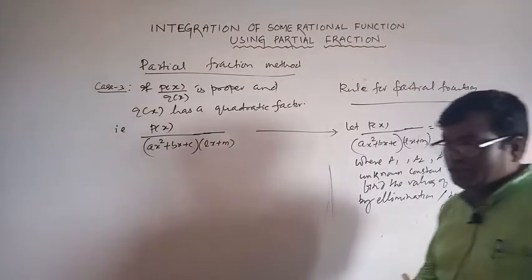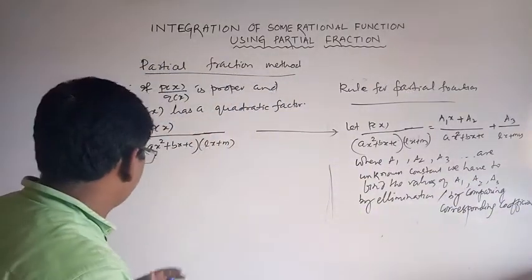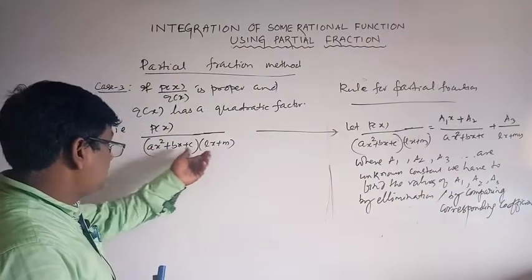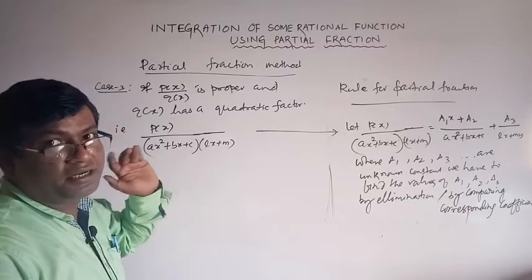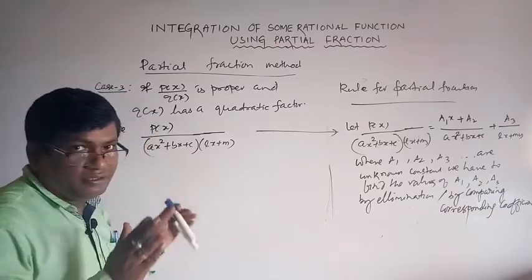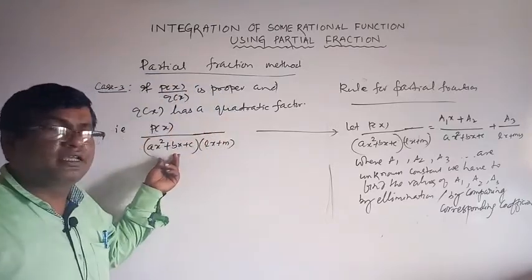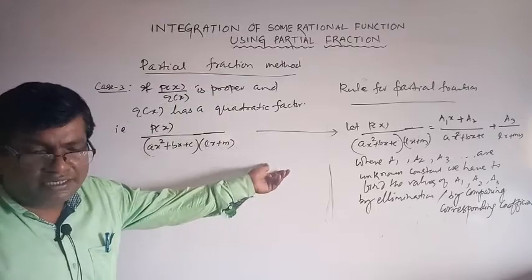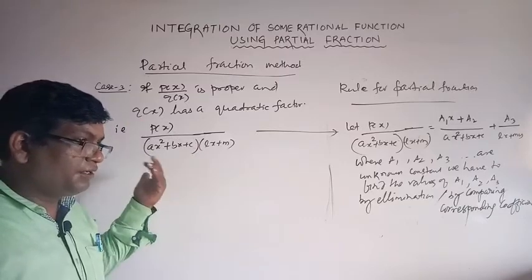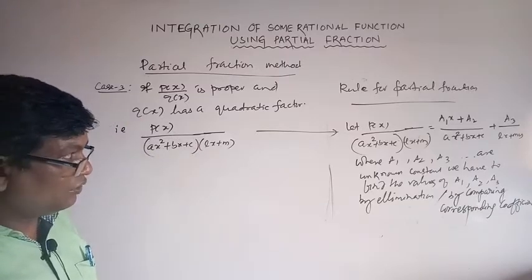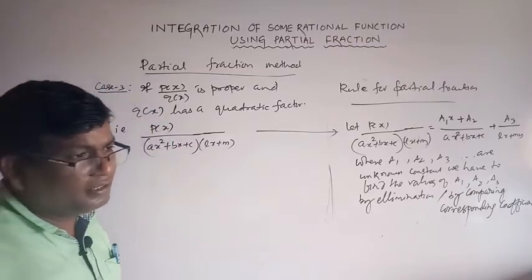These are the three important cases. If the function is quadratic, apply the quadratic rule; if repeated, apply the repeated rule. Three main cases: this is quadratic, this is repeated, and this one is non-repeated. So you have to use the quadratic factor rule, the repeated rule, and the non-repeated linear rule.